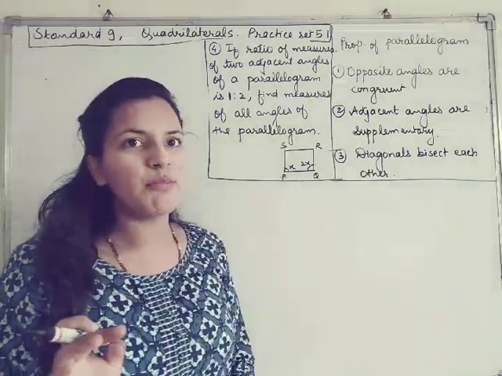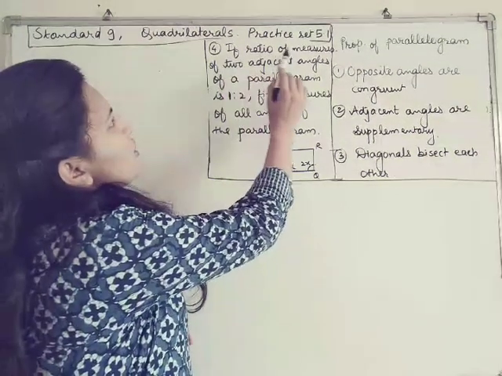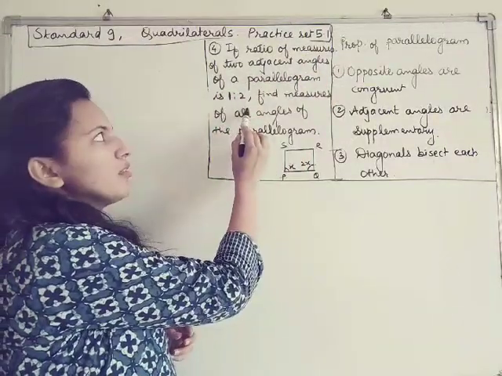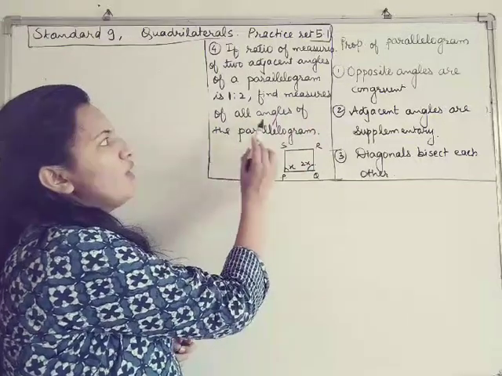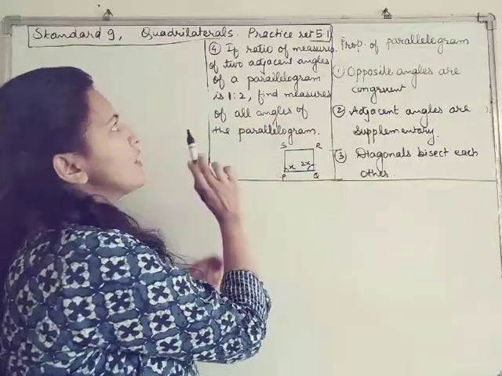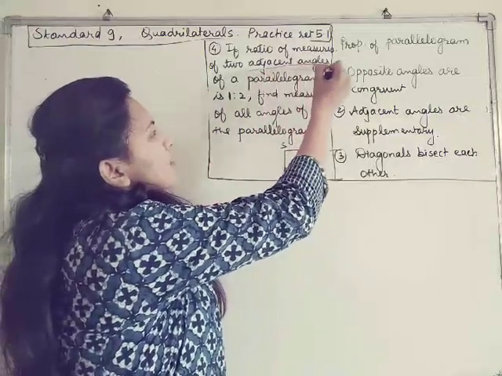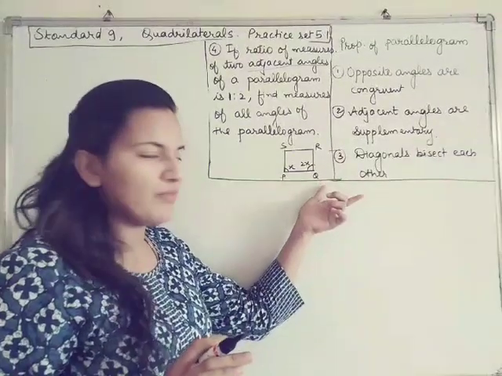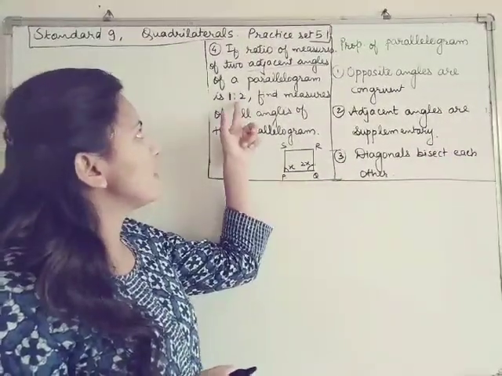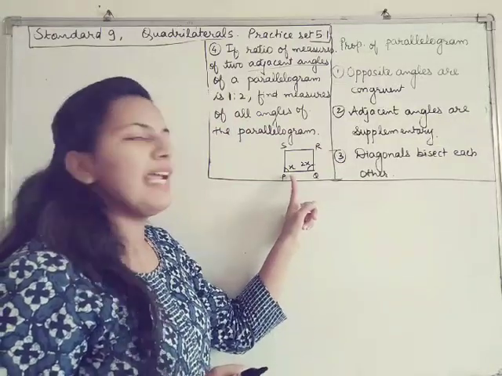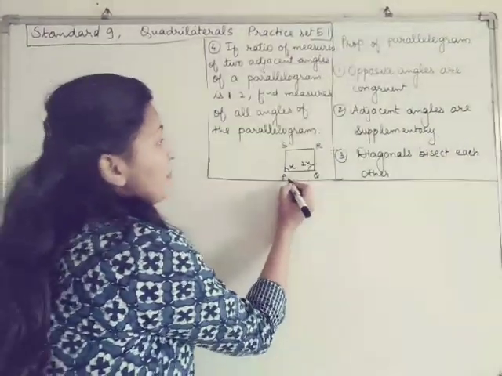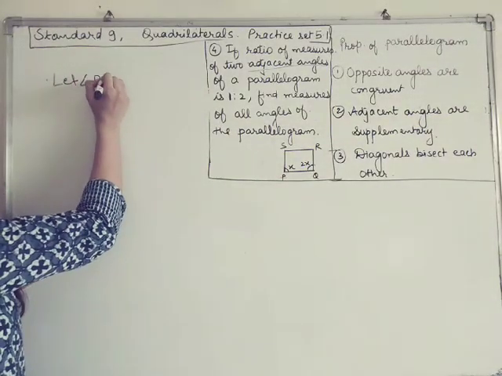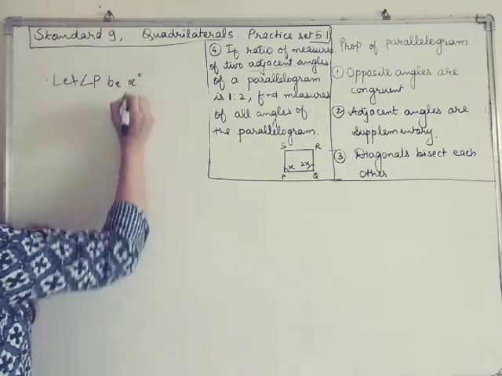So let's see the fourth problem. If the ratio of the measures of two adjacent angles of a parallelogram is 1:2, find the measures of all the angles of the parallelogram. So the ratio is given of adjacent angles. Let's consider one pair of adjacent angles, P and Q. If the ratio is given, then let one of the angles be x. So I have considered angle P as x. So let angle P be x degree.